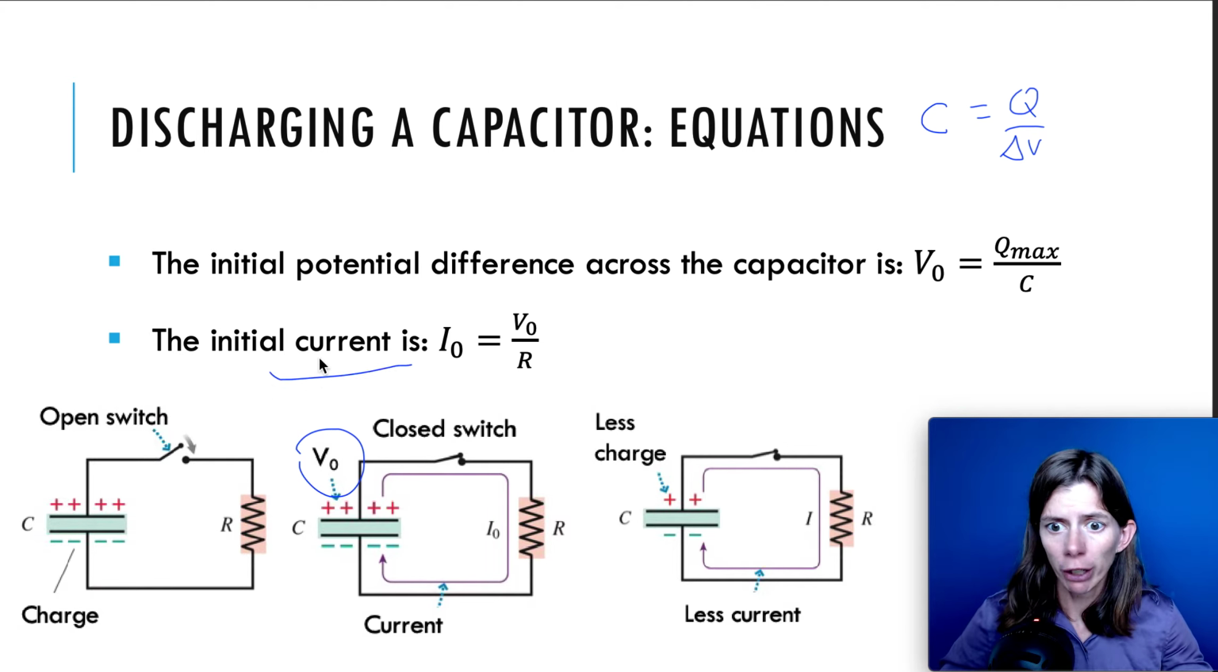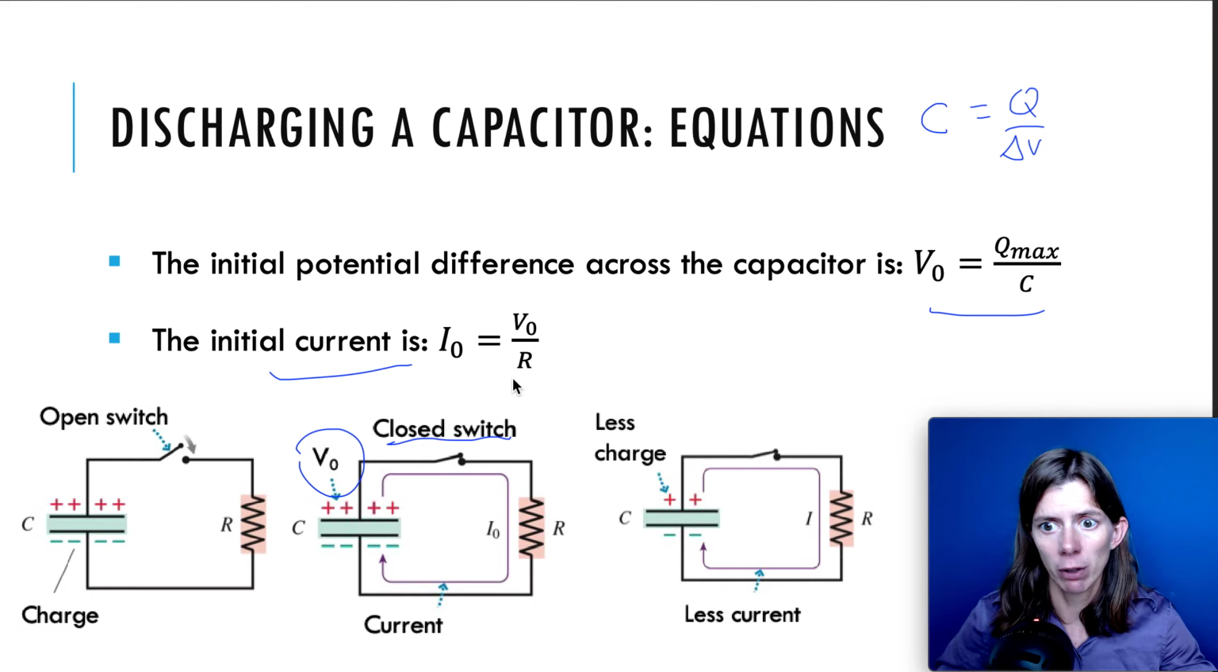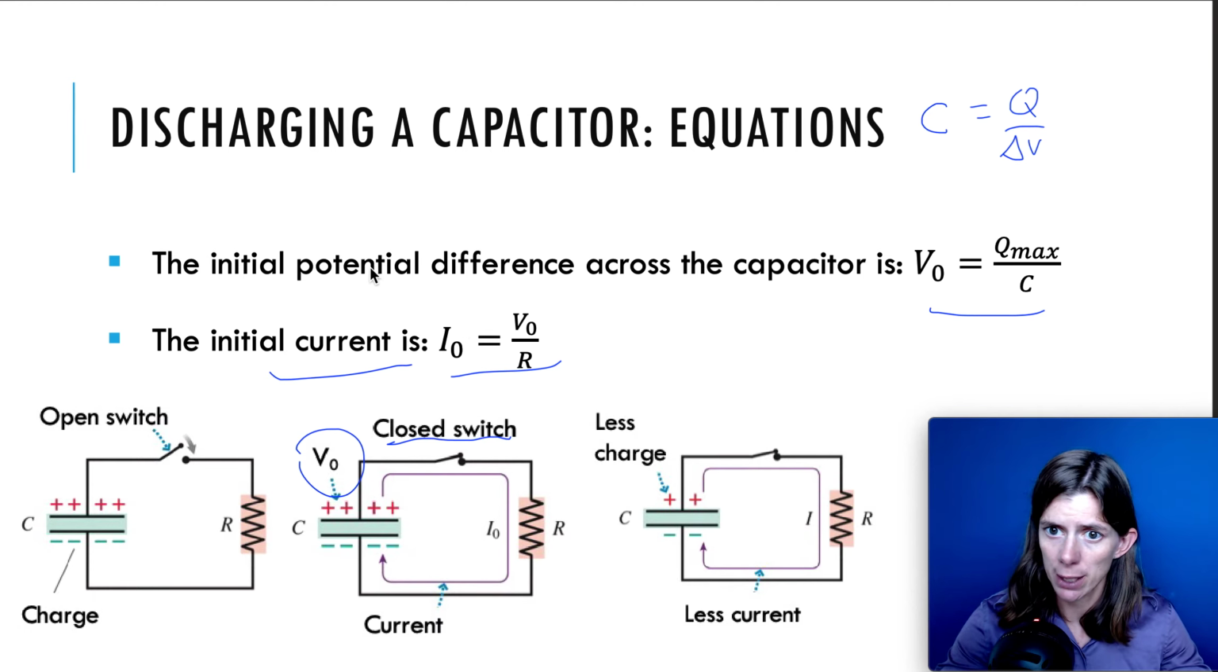The initial current through the circuit, and this is as soon as the switch is closed, at the instant it is closed, the initial current is V0 over R. This comes from Ohm's law. The initial potential difference is V0, and the resistance in the circuit is given from our resistor over here. So these will be some useful equations for our initial values for a discharging capacitor.